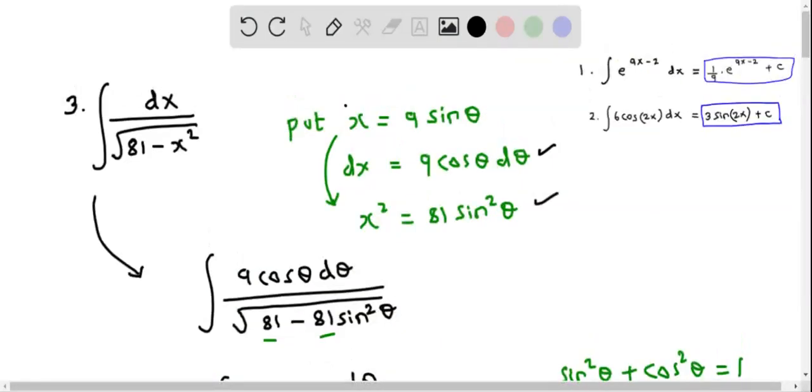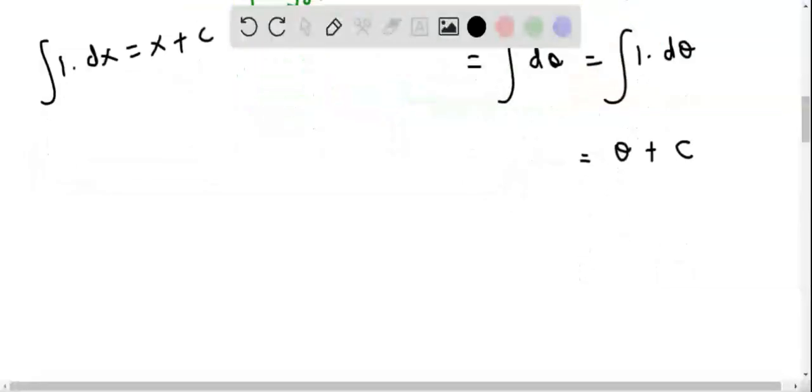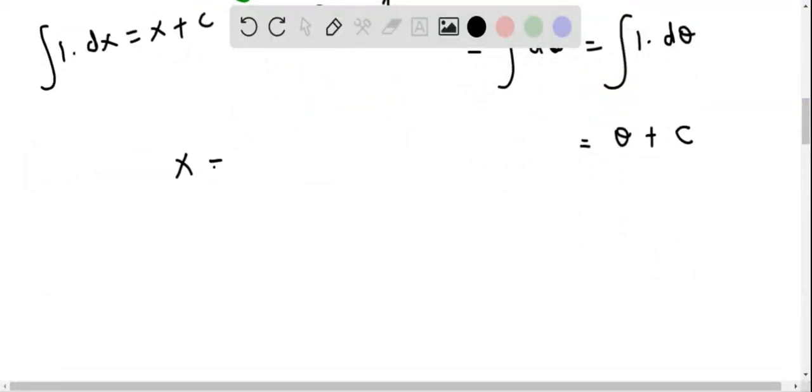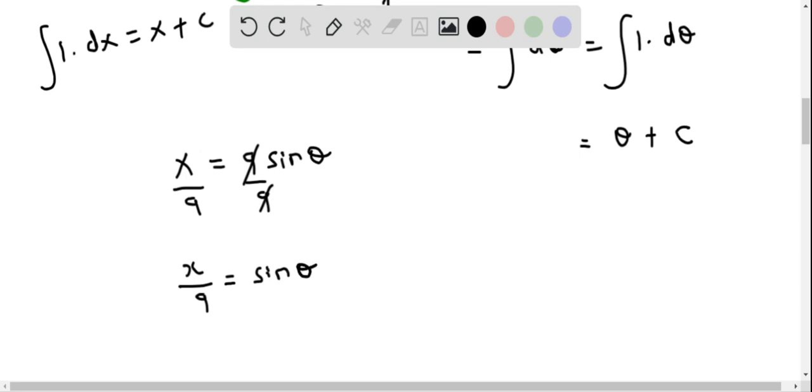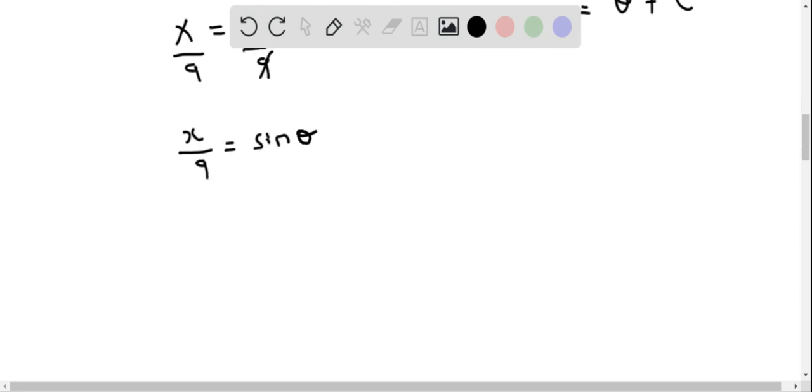So we have to find the theta from this expression, which is the substitution that we made. So let me copy the substitution which we made here. That is, we put x equals 9 sine theta. From this we have to determine the value of theta. So first let me divide both sides by 9. When I do that, I get x over 9 and 9 over 9. These two will get cancelled. So we get x over 9 equals sine theta. Now we take sine inverse on both sides so that we determine the value of theta. So this implies theta equals sine inverse of x over 9.